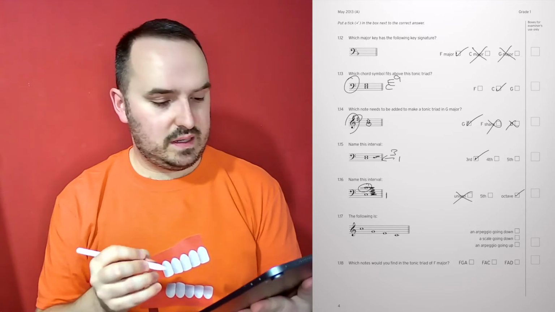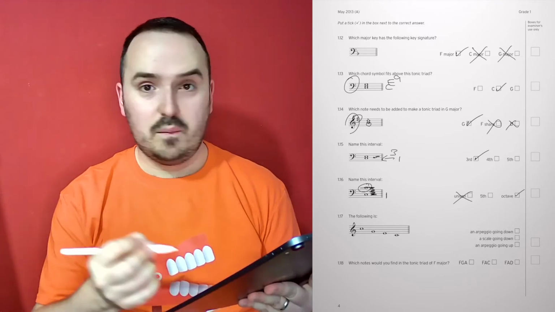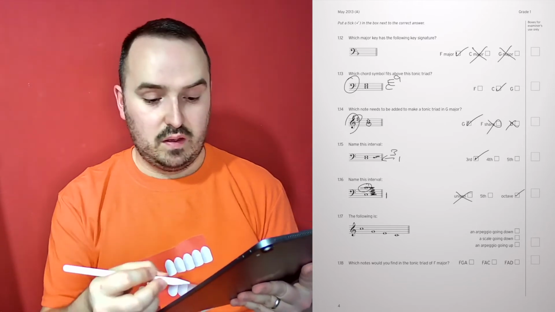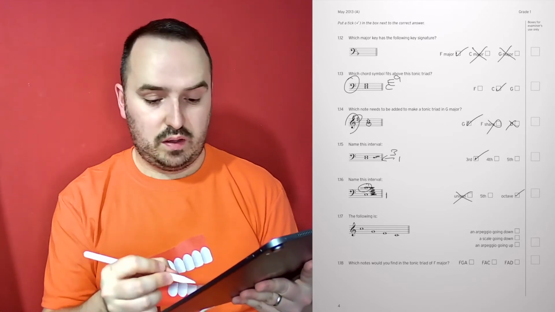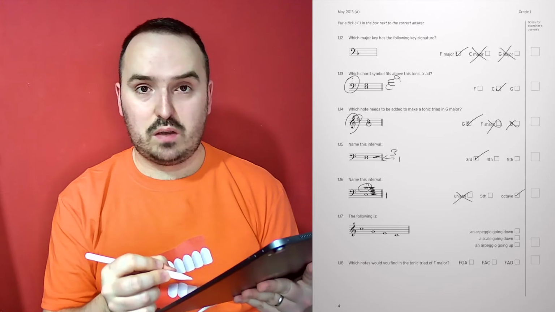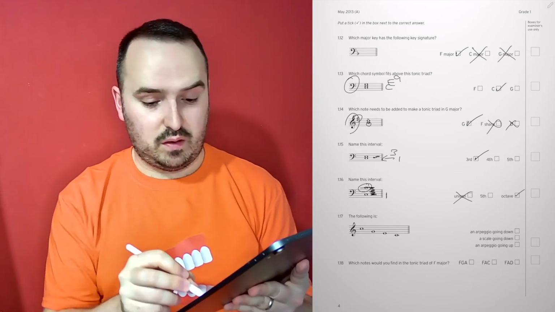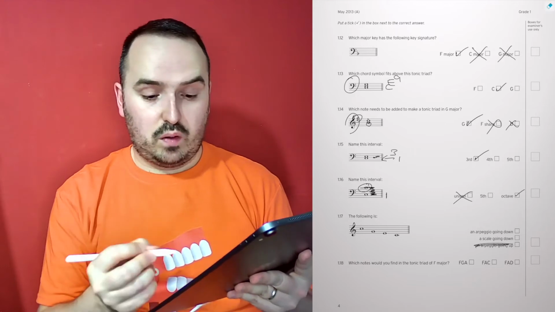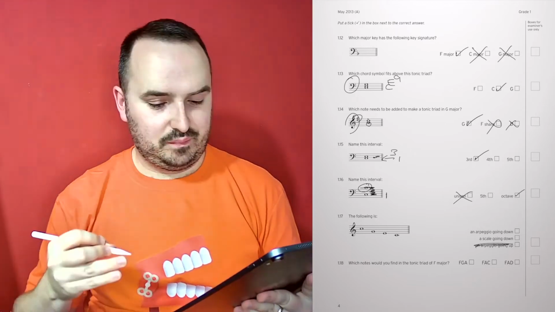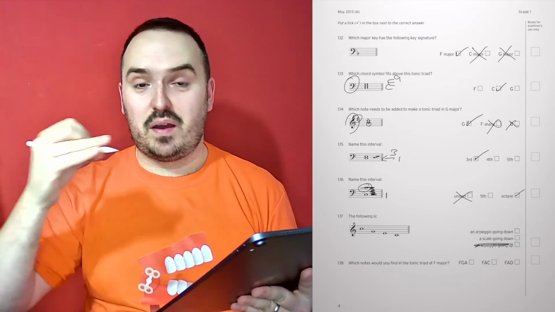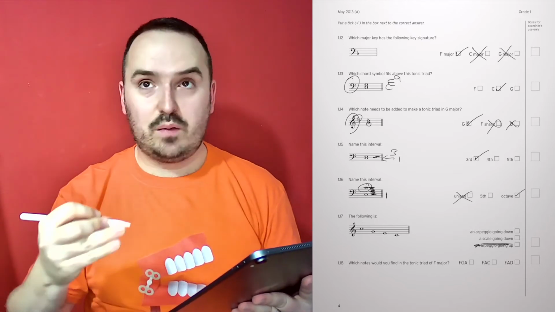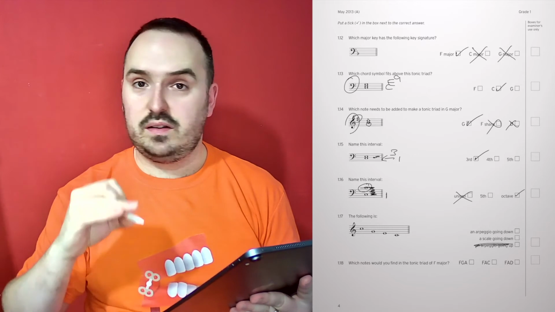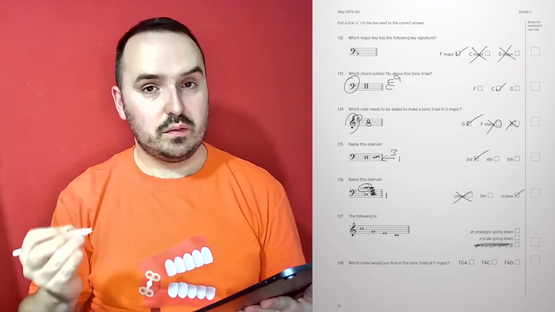Question 17. The first thing to do is look at the answers, what are our options, what's going to make sense. An arpeggio going down, a scale going down, or an arpeggio going up. The notes are going down, so let's just rule out that last one because it's not going up. We now need to know what the difference between an arpeggio and a scale is. So a scale is going by step, and if we're going down, you may be going C, B, A, G, F, E, D, C, and you'd have all 8 notes in that scale.